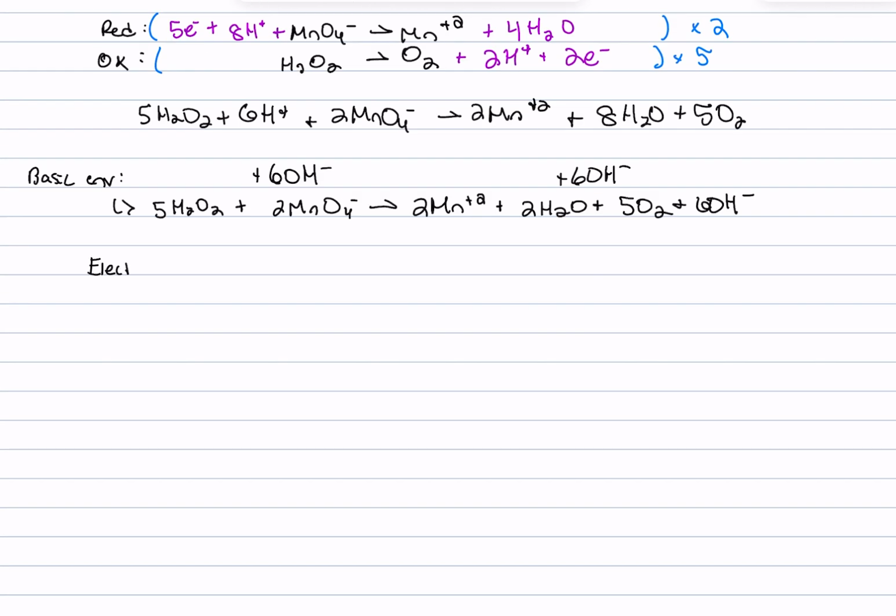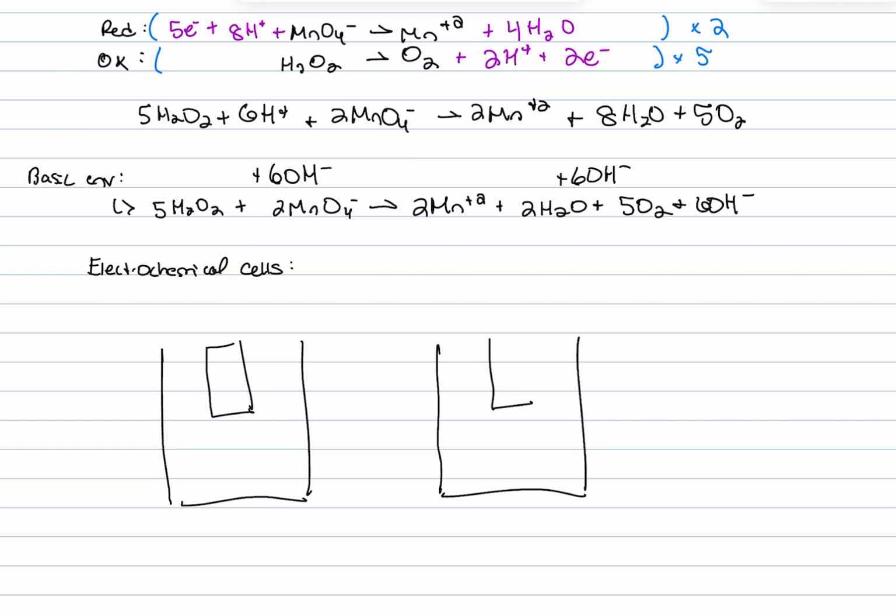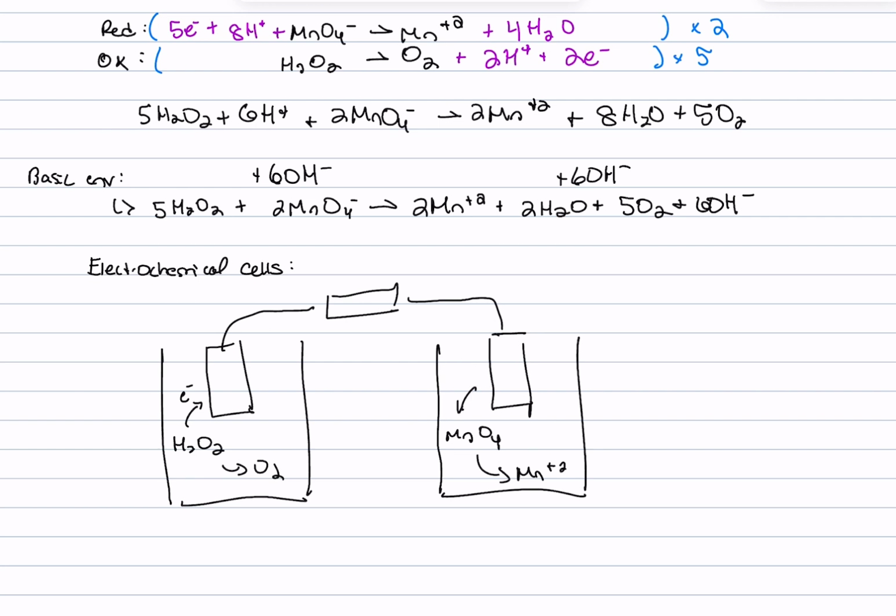And next we're going to talk about electrochemical cells. So I'm drawing out this cell where H2O2 goes to oxygen on the left, and on the right MnO4- goes to Mn2+. And we want to track the flow of electrons, and so it's important to know which one's the anode and cathode, and the anode is oxidized and the cathode is reduced. And another important part of this is the salt bridge in order to keep the process going.